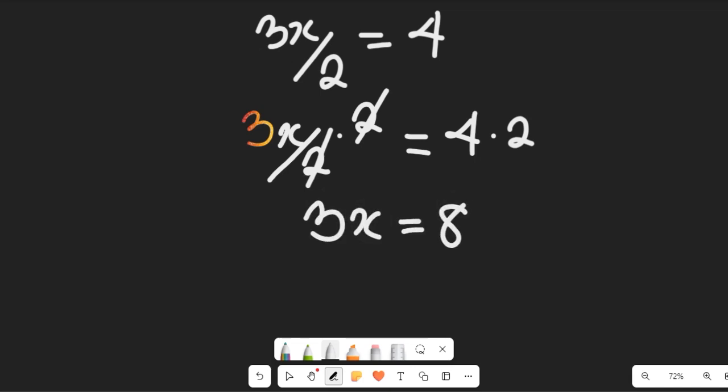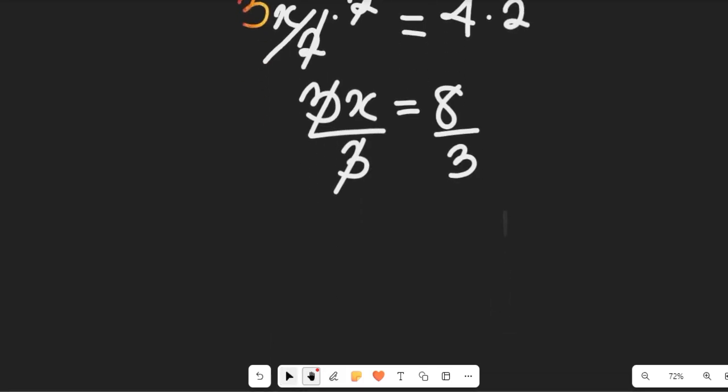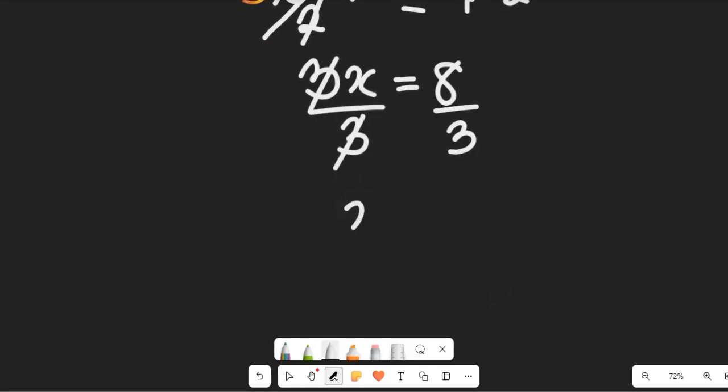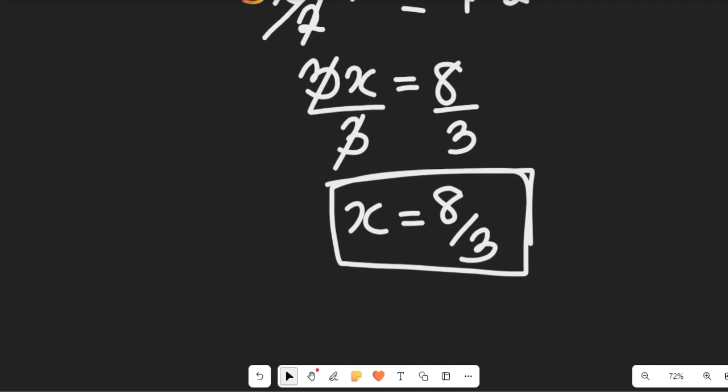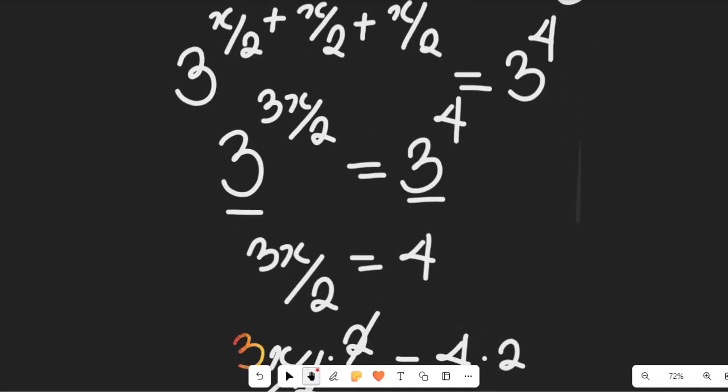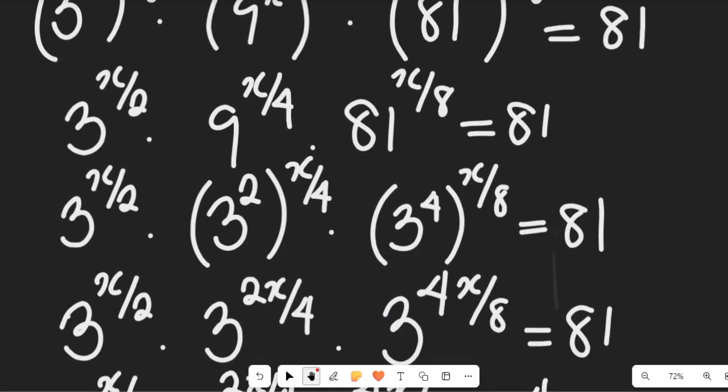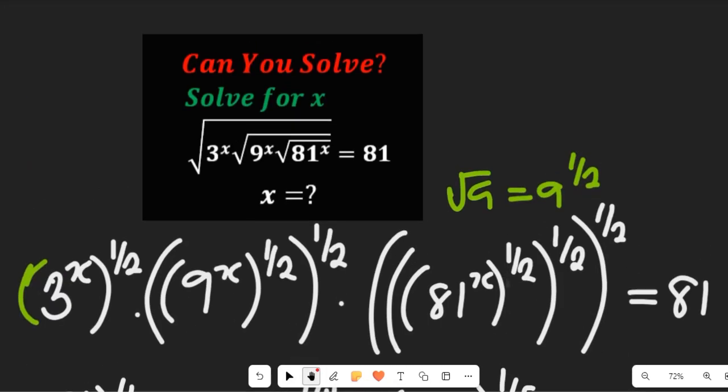2 times 4 is 8. To find the value of x, we'll clear both sides, or divide both sides by 3. This clears the 3, and then we'll have the value of x to be equal to 8 divided by 3. And that is the value of x. So x equal to 8 divided by 3 is the solution to the expression given to us up there.